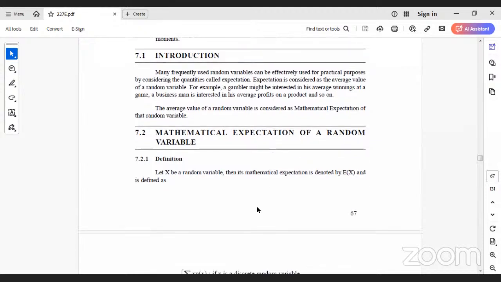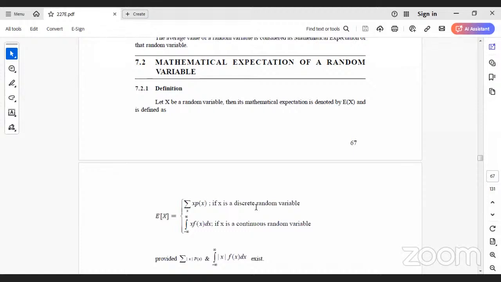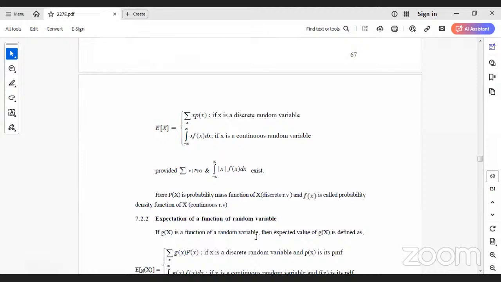See, mathematical expectation of a random variable. Let x be a random variable, then its mathematical expectation is denoted by E of x. What are E of x and E of x square, mu 1 and mu 2? You learned this earlier in the first semester. E of x is equal to summation of x p of x if x is a discrete random variable, but the integral from minus infinity to infinity of x f of x dx if x is a continuous random variable. The function is infinite, so it goes to infinite values here.